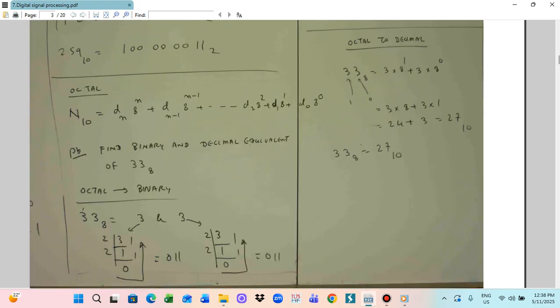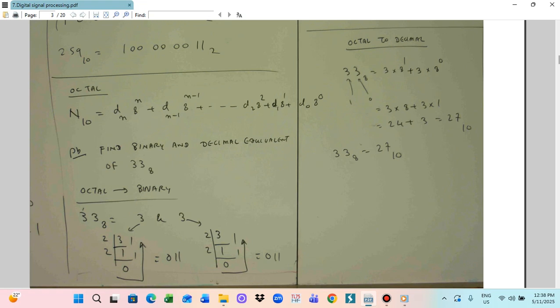Okay, so we solve another problem. Find the binary and decimal equivalent of 33 base 8. So an octal number is given as 33 base 8, and we have to calculate the binary and the decimal equivalent.